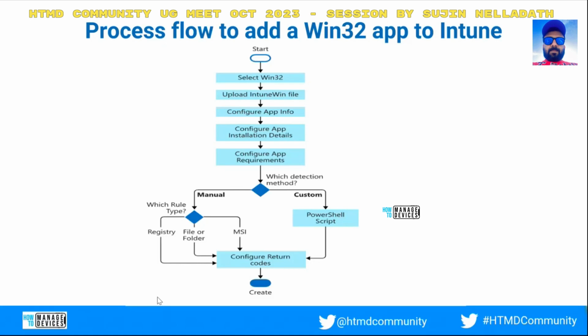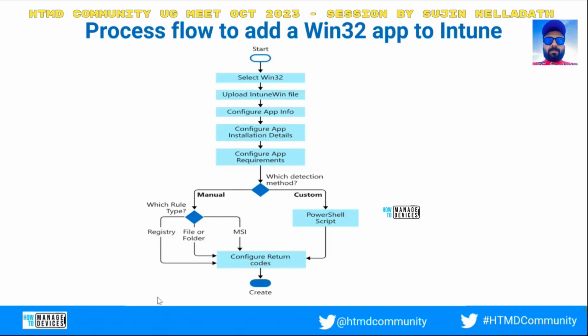So here we start, right? Select a Win32 app. Like I said, it can be anything. It can be an MSI, an EXE, a script file, anything, right? So now you will create the .intunewin file using the prep tool. Once that is done, you will upload the .intunewin file to the cloud, I mean the Azure, sorry, the Intune portal, right?